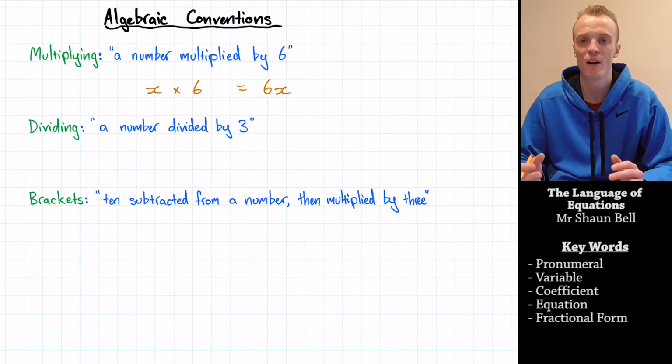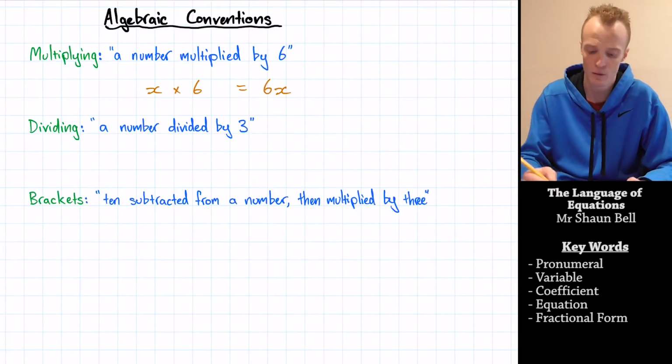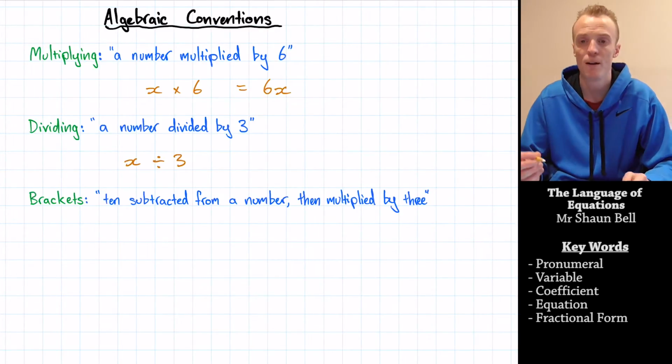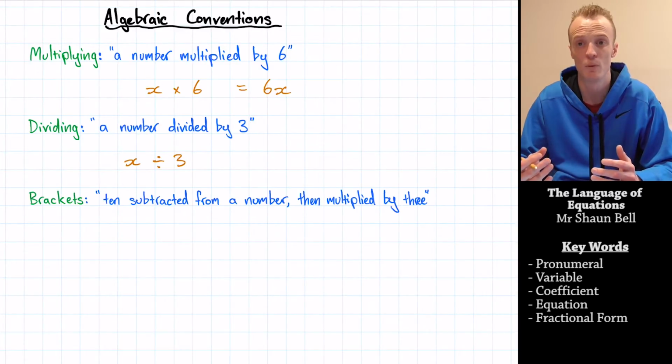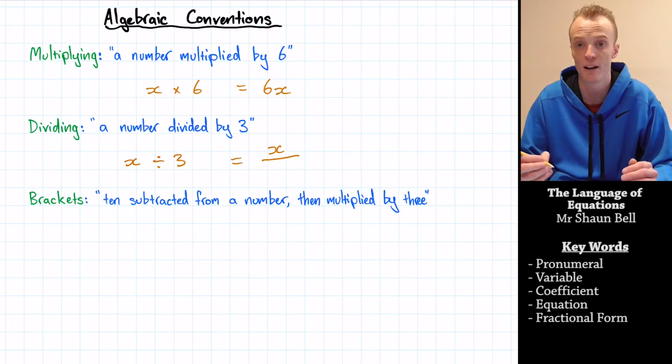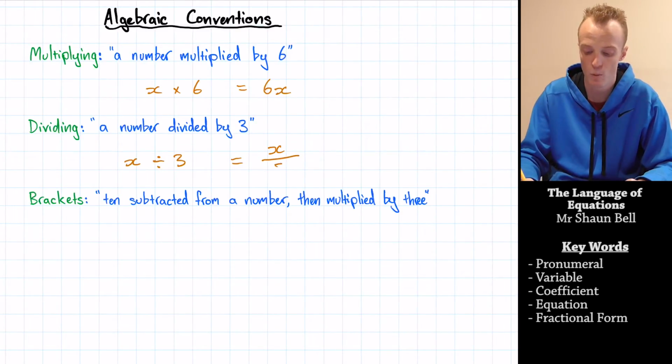What about the dividing problems? Well, when we came across a statement that said a number divided by 3, we could write this as a number, x, divided by 3. But the conventions in mathematics say we don't actually use this division symbol. We represent this in fractional form. So conventionally in mathematics, we represent this as our pronumeral divided by using a fraction sign and then whatever we're dividing by.